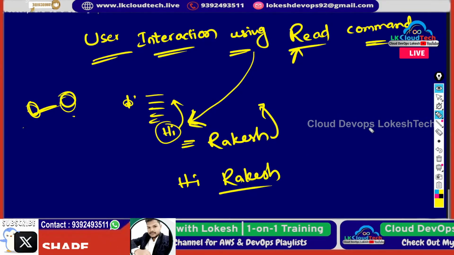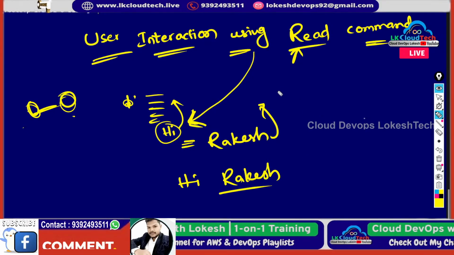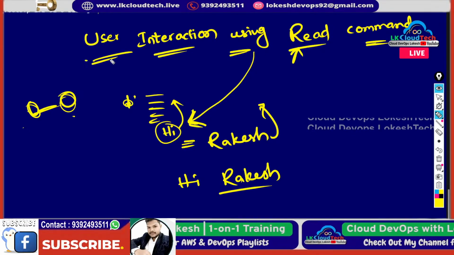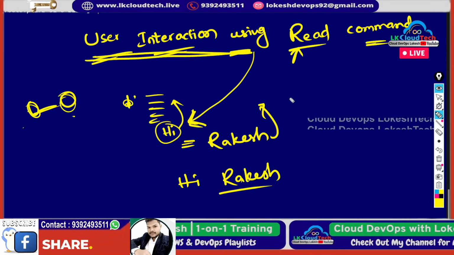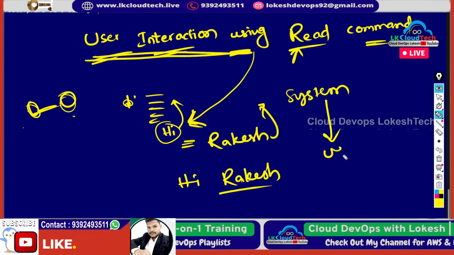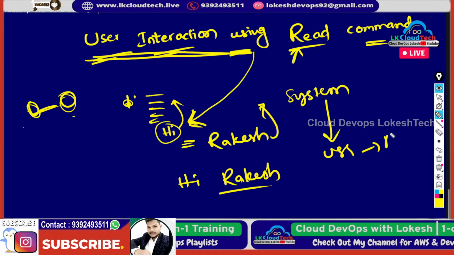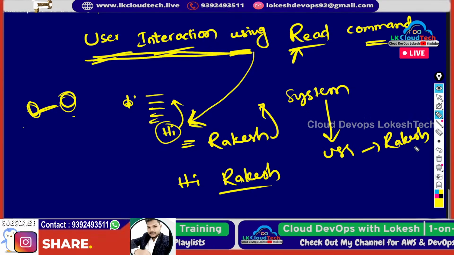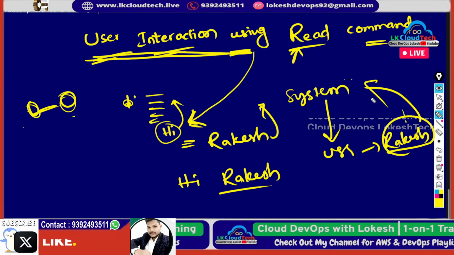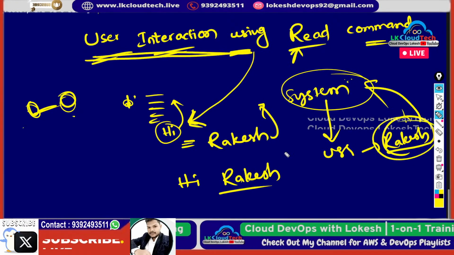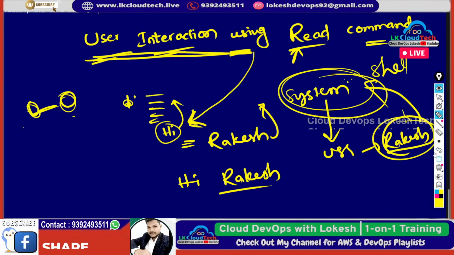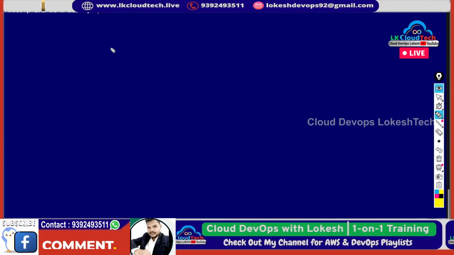Clear? Like that. So user interaction means the system will try to interact with the user. Here who is the user? Rakesh. Rakesh is using the system. The communication is happening between the system and Rakesh. Here the system means the shell script.